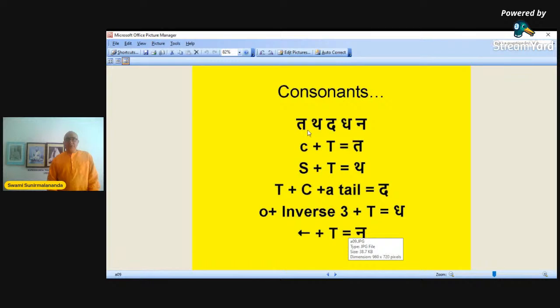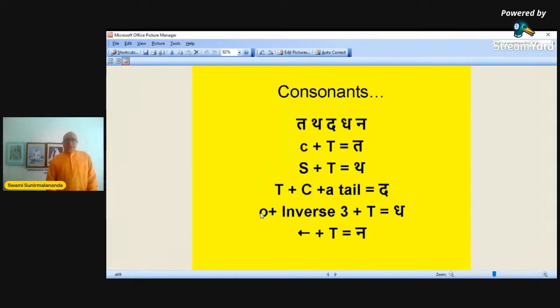Then the next set of consonants, ta, tha, da, dha, na. This can be inverted chair also, but write the letter C here somewhat, plus T becomes ta. S plus T becomes tha, a little different though. Then T plus C plus a tail. There is this T, there is this C, and there is this tail. It becomes da.